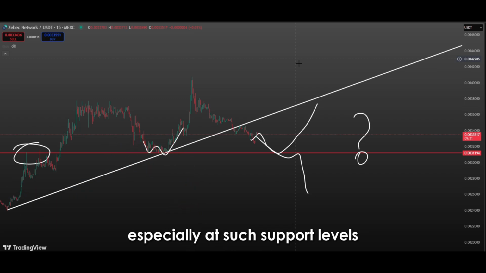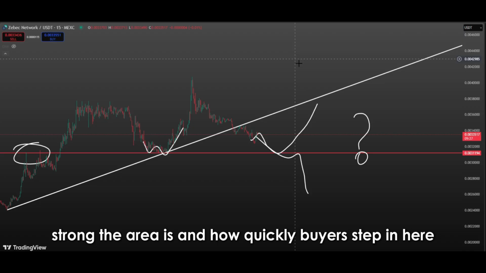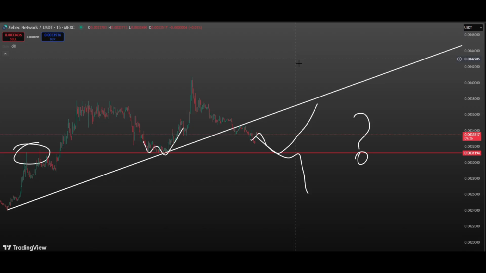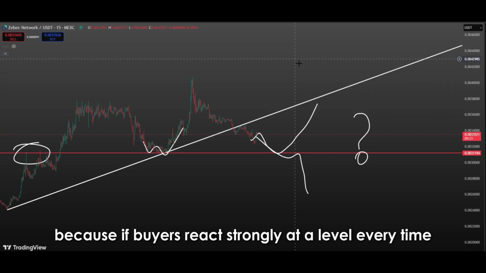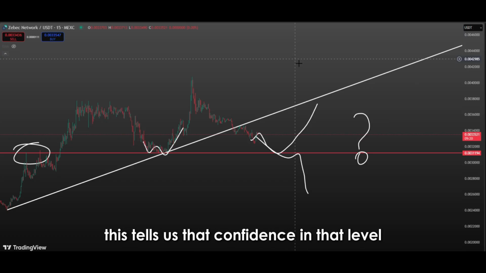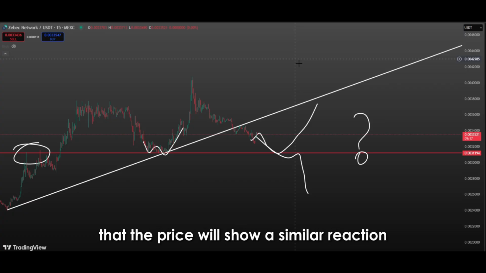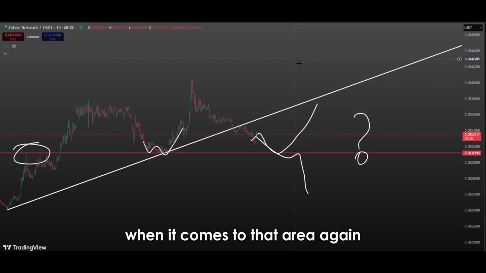Especially at such support levels, if the price has left long wicks or V-shaped reversals in the past, this shows us how strong the area is and how quickly buyers step in here. In terms of technical analysis, this is also an important clue, because if buyers react strongly at a level every time, it means that the market attaches importance to that level. This tells us that confidence in that level has not yet been shaken, and there is a strong possibility that the price will show a similar reaction when it comes to that area again.